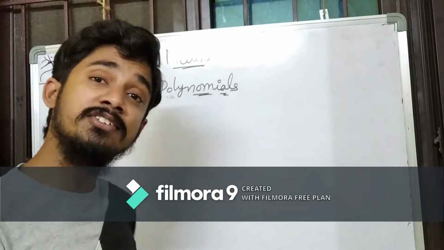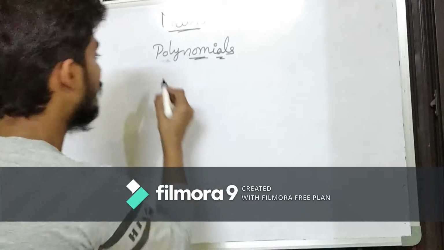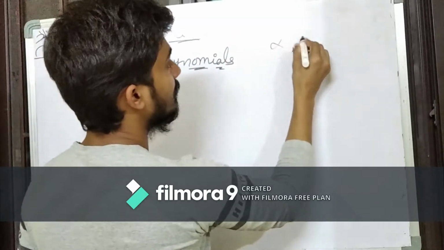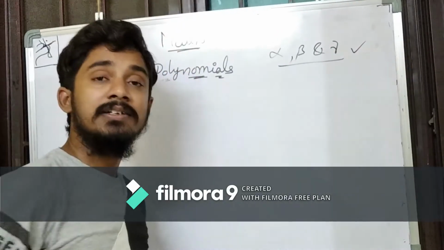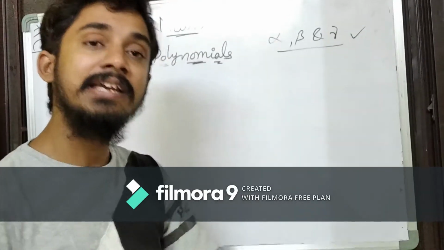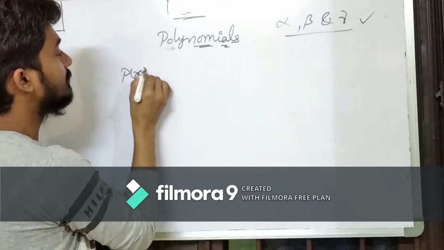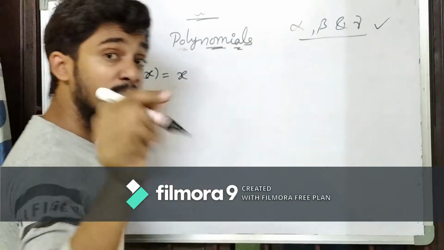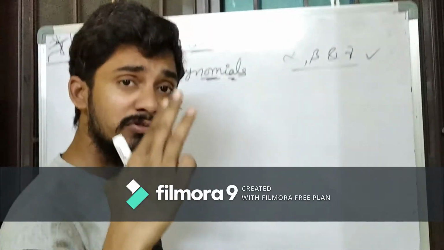A cubic polynomial has how many zeros? 3 zeros. If alpha comma beta and gamma, these three, are zeros of a cubic polynomial, then the equation of a cubic polynomial is p of x equals to... A cubic polynomial means the degree of the polynomial is equal to 3.